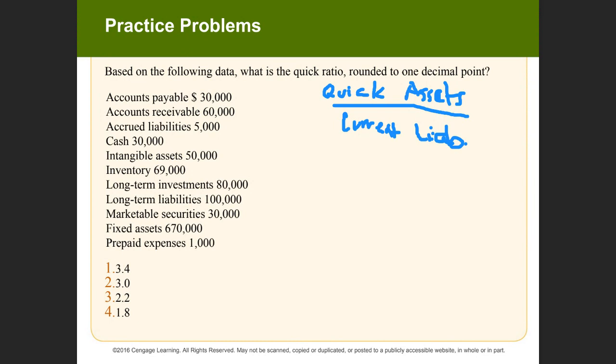Okay, I'm going to have to tell you what this is, because you cannot read it. So quick assets divided by your current liabilities. That's what we're looking at. So we need to identify out of all of these entries which ones are quick assets, which ones are current liabilities, and we might even have some that don't fall in either of those categories. So first identify what your quick assets are, identify what your current liabilities are, and then we're going to divide those.